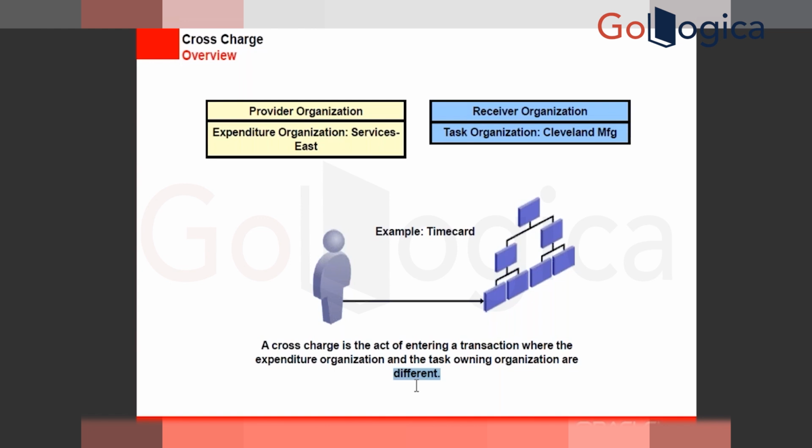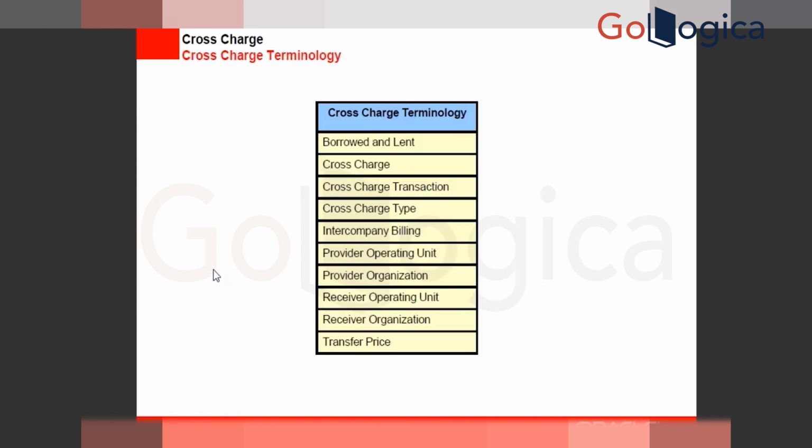Now you are going to work on the project. You are going to fill in your time cards. You are going to get your salary. The provider will be here, the Chennai operating unit. The receiver is here, the US operating unit. Okay, like that, the cross charge happens. We'll see what the different methods are and how it looks.